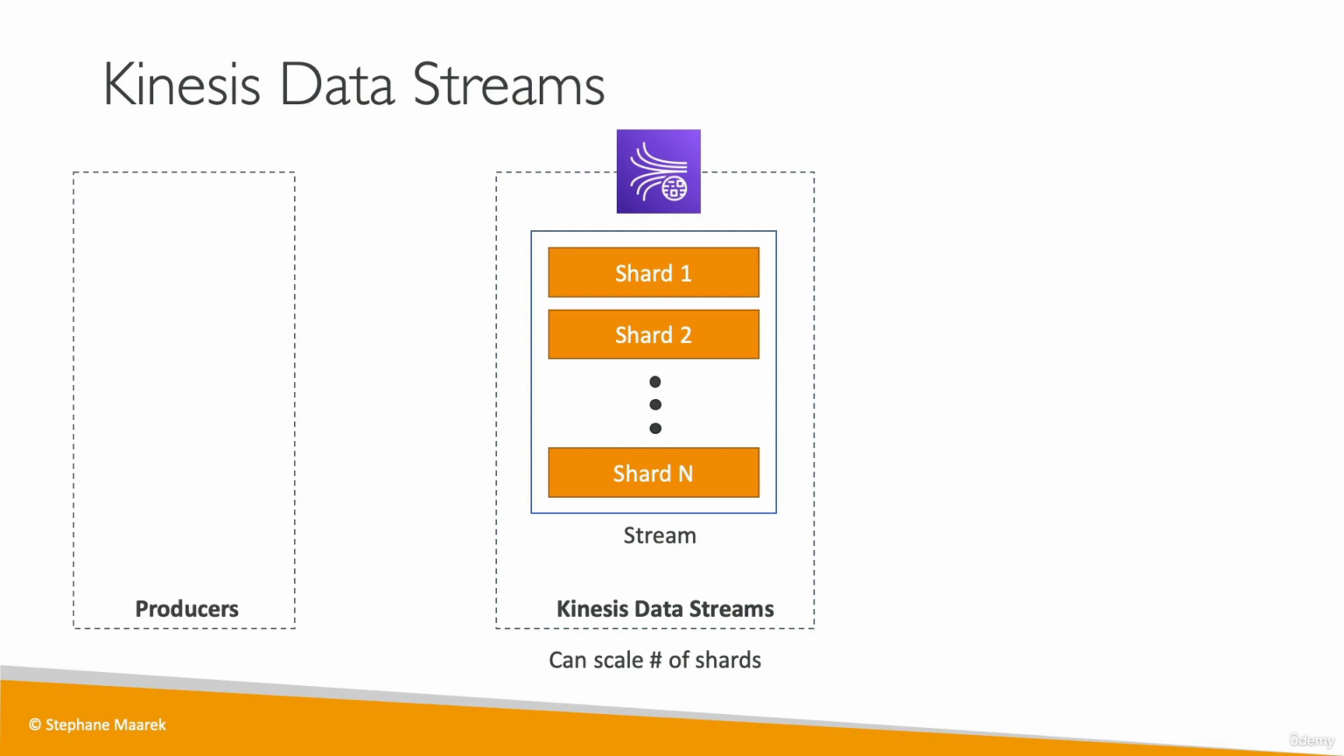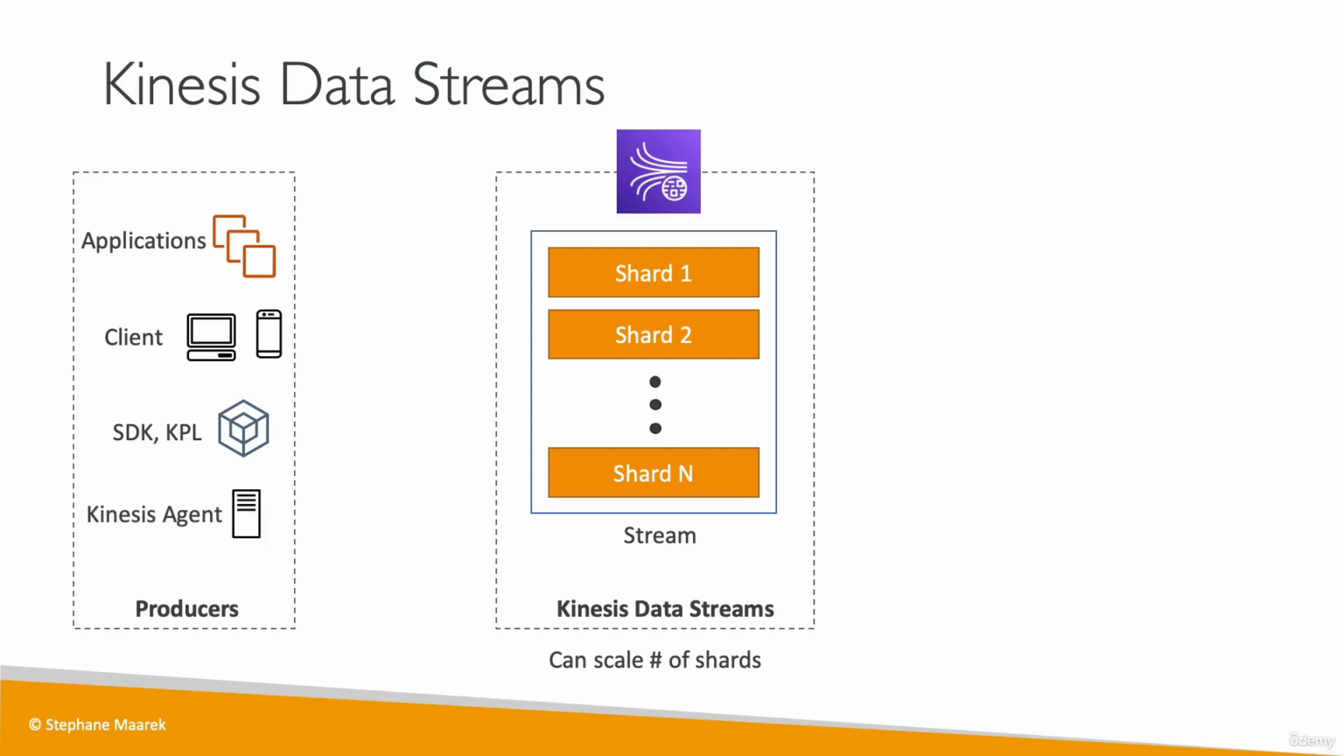And then we have producers. Producers send data into Kinesis Data Streams, and producers can be manifold. They could be applications, they could be clients such as desktop or mobile clients. They could be leveraging the AWS SDK at a very low level, or the Kinesis Producer Library, KPL, at a higher level. We'll have a deeper dive into the producers in the next lectures. Or it could be the Kinesis agent installed on the server to stream, for example, application logs into Kinesis Data Streams. All these producers do the exact same thing: they rely on the SDK at a very low level, and they produce records into our Kinesis data stream.